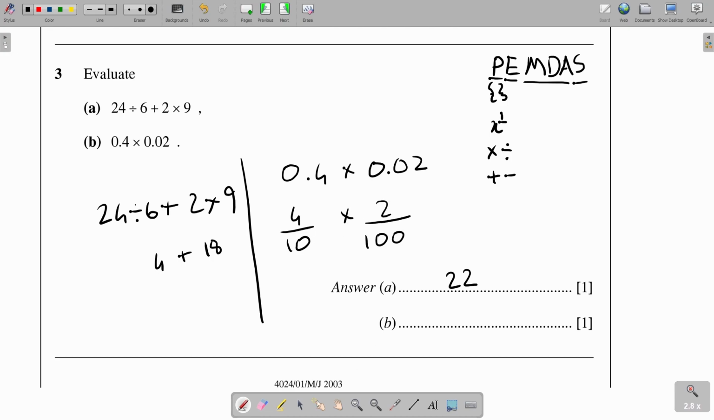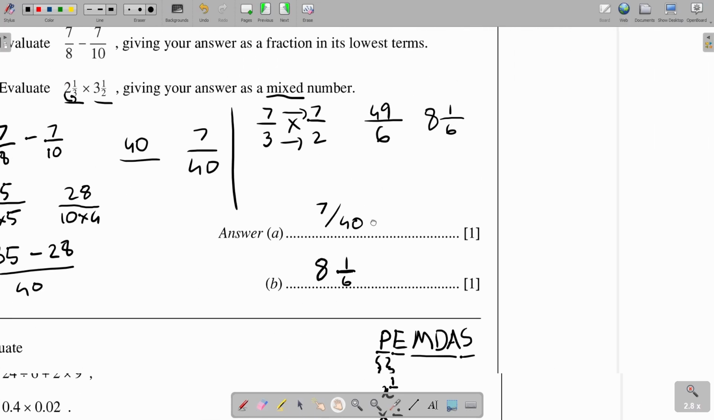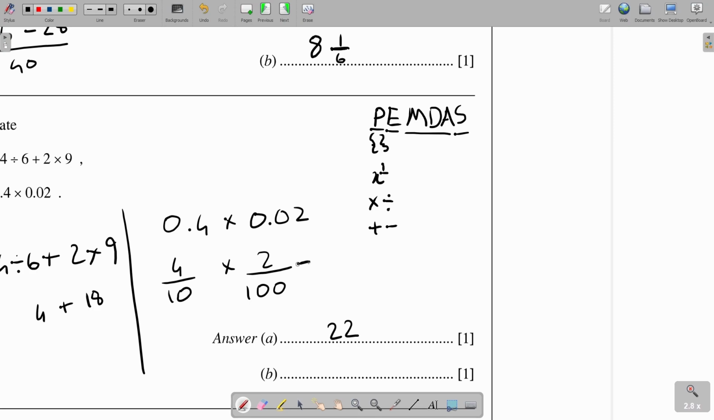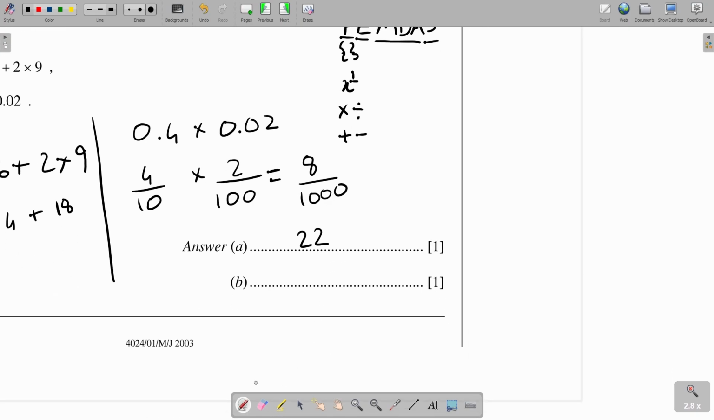And now we know from the question before that when we have fractions, we can just multiply the top and the bottom. So 4 2s are 8, and 10 into 100 is just 1000, which is 100 with another 0 at the end. Then we can take the decimal 3 places forward, so 1, 2, 3. It's gonna be 0.008. And that's our answer.